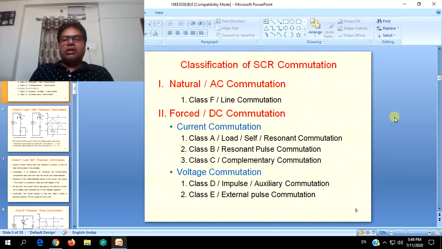So that is all for now in this session. We will be discussing the remaining commutation procedures of SCR and also compare these commutations depending on their merits and demerits in the next session.